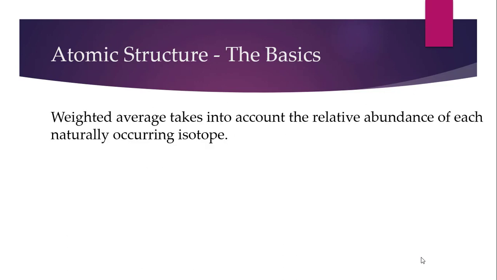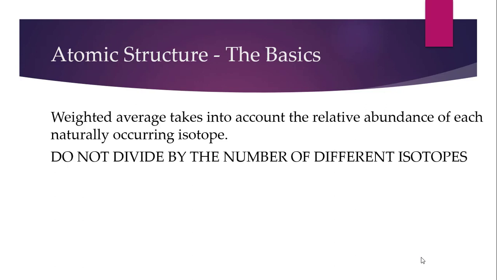Now when doing a weighted average, this takes into account the relative abundance of each naturally occurring isotope, the relative abundance being how many of that specific atom are present in a sample. It will be a percentage. Once you calculate the weighted average, the one thing you do not do is divide by the number of different isotopes.